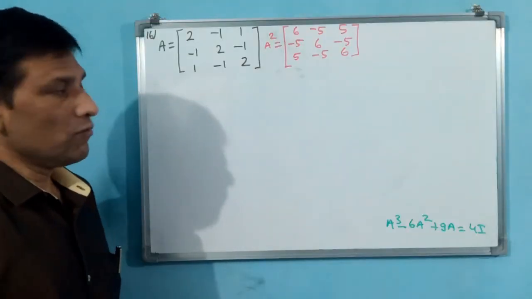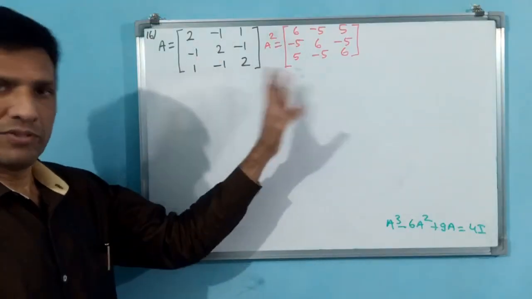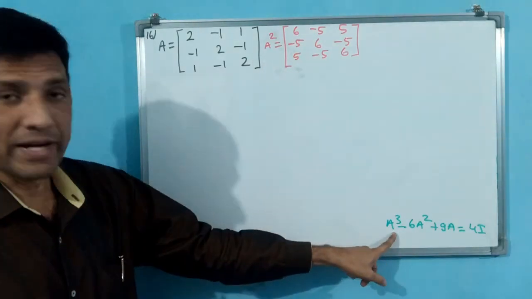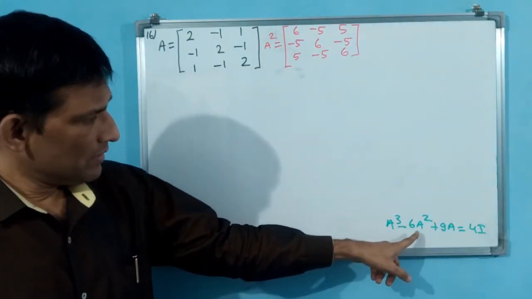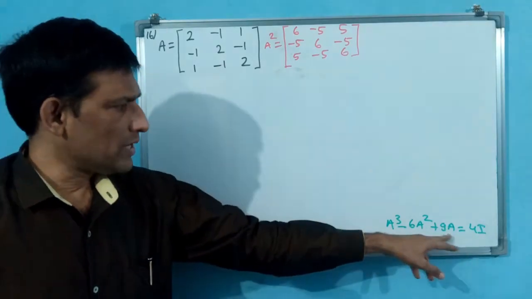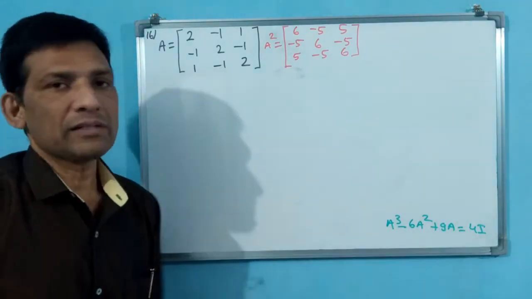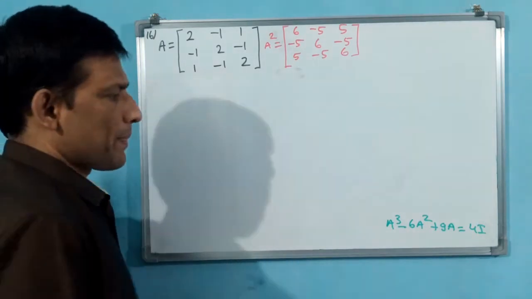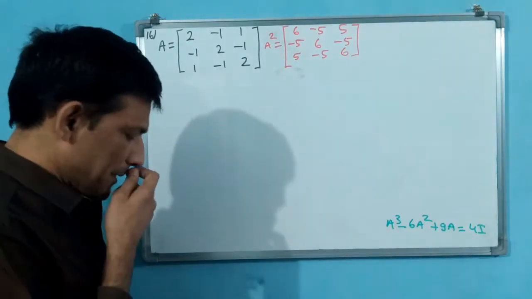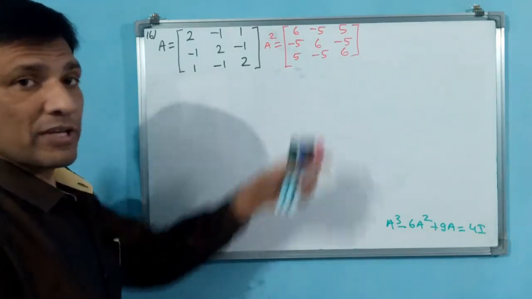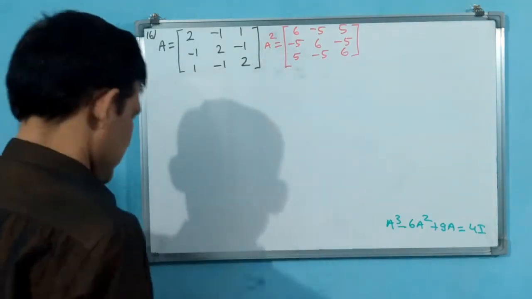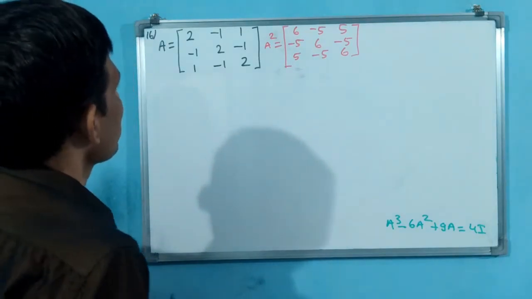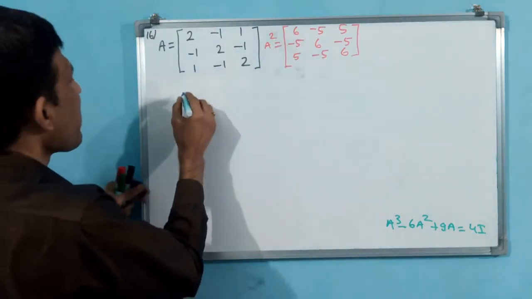You see, we have found A and A square. A they have given, A square we have found. Again we have to find A cube also. 6 into A square we can do, 9 into A also we can do, 4I also we know. 4I we need not find, it will come. Let us find A cube. A cube means A into A square. Let us do A into A square, here only.